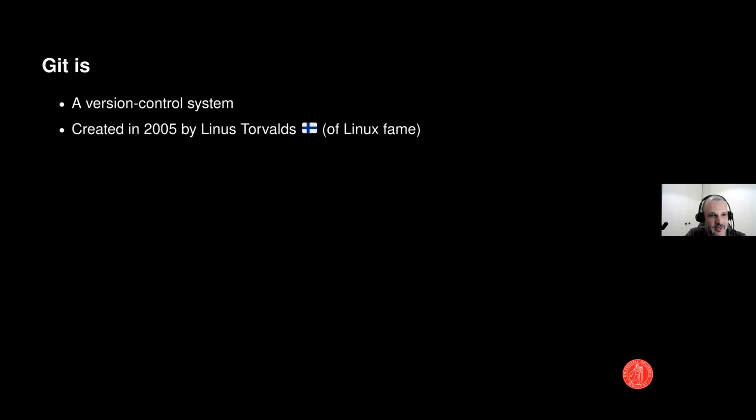So what is Git? Git is a version control system, first and foremost, created like 15 years ago by this Finn called Linus Torvalds. He's of Linux fame. Nowadays, it's maintained by a group led by Junio Hamano.